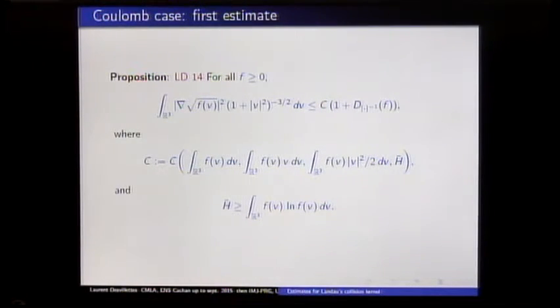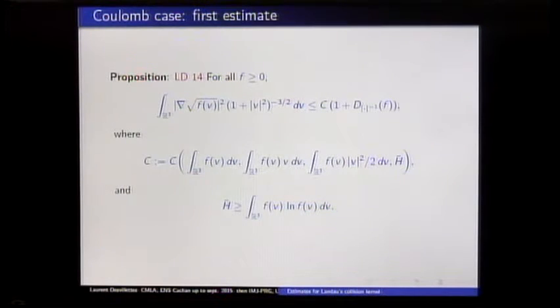And now I would like to present the estimate that I obtained recently. So now this is for the real Landau operator with Coulomb interaction. So this is the real stuff in some sense, the one which appears in physics. And what we are able to prove is that this dominates this quantity here, which is still the gradient of the square root of f to the square, so the h1 norm to the square of the square root of f. But now you have a weight which appears and which is somehow unavoidable, because this is related to the fact that the Coulomb potential is decaying very slowly at infinity. So because of this, you have to have this bad weight when v is large.